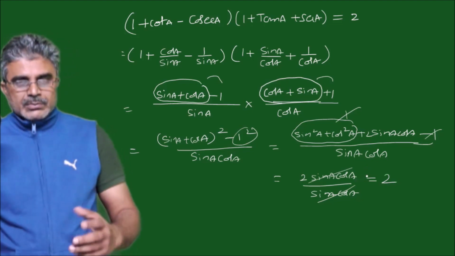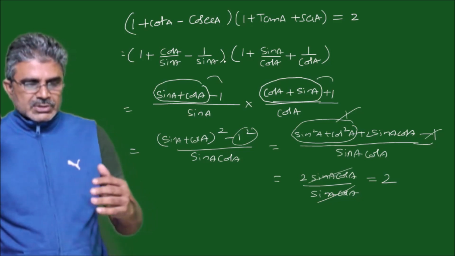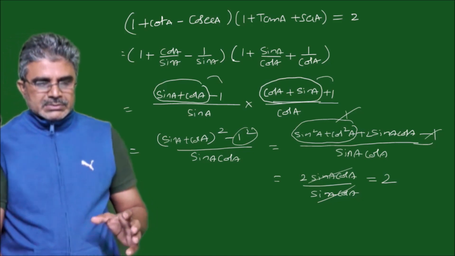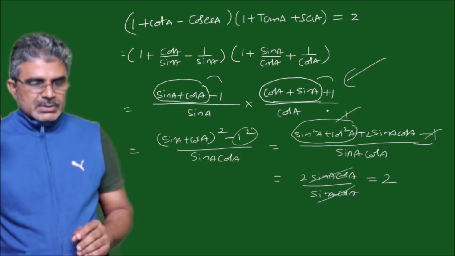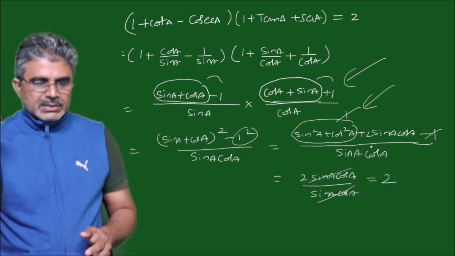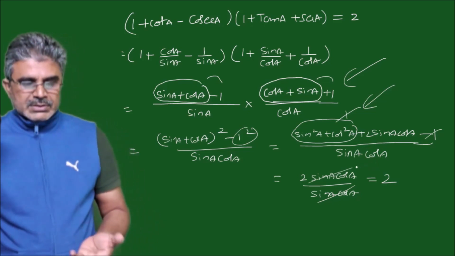So don't get scared about the bigger expressions. If you convert into smaller expressions or smaller ratios, then somehow you will get some relation. So here I got an algebraic relation, and then using the identity I just cancelled the terms, and then we reached the right hand side.